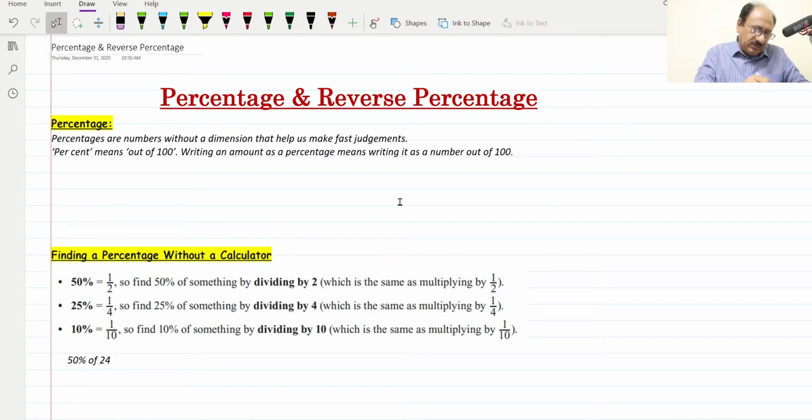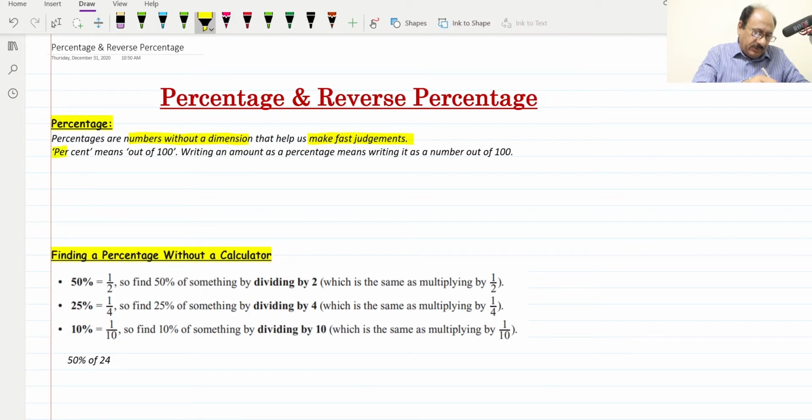So first of all, we will go through percentage. Percentages are numbers without a dimension that help us make fast judgments. So we can judge something.